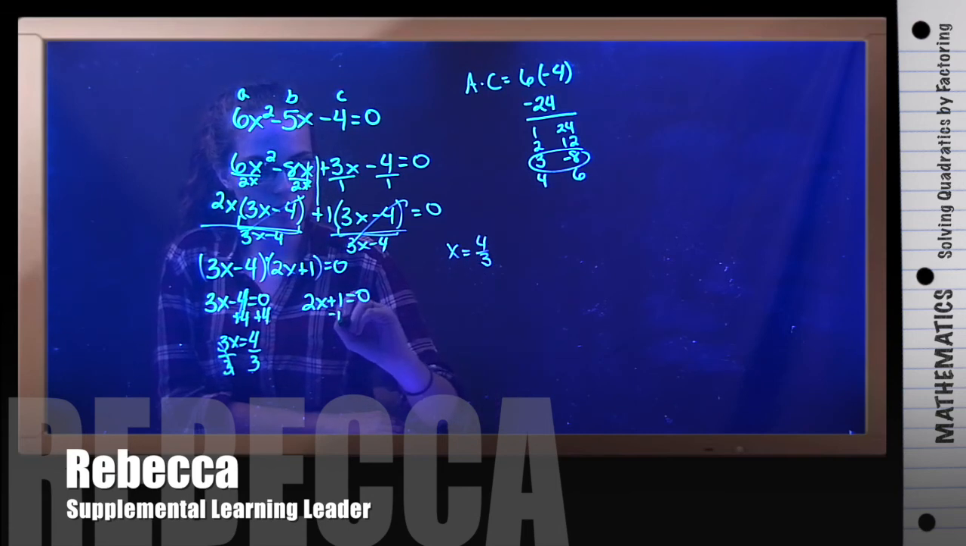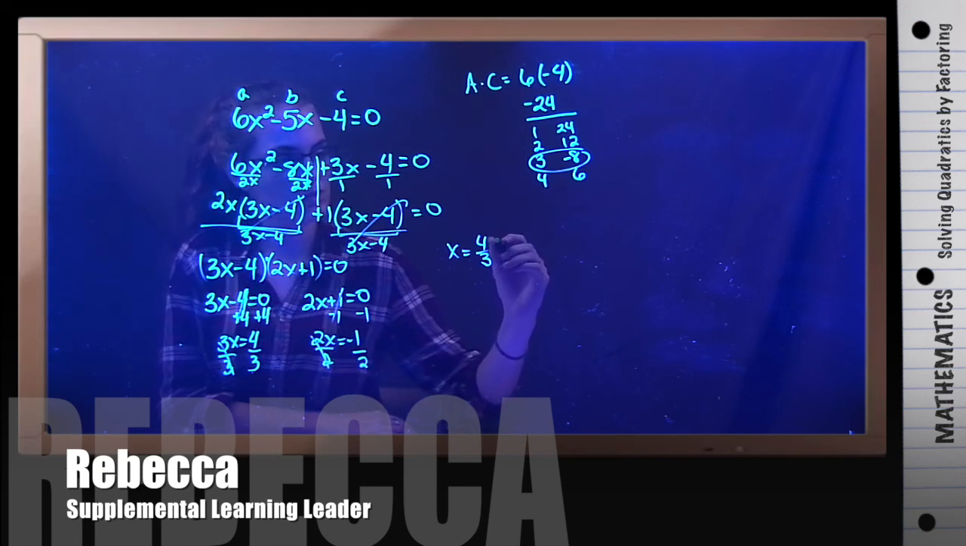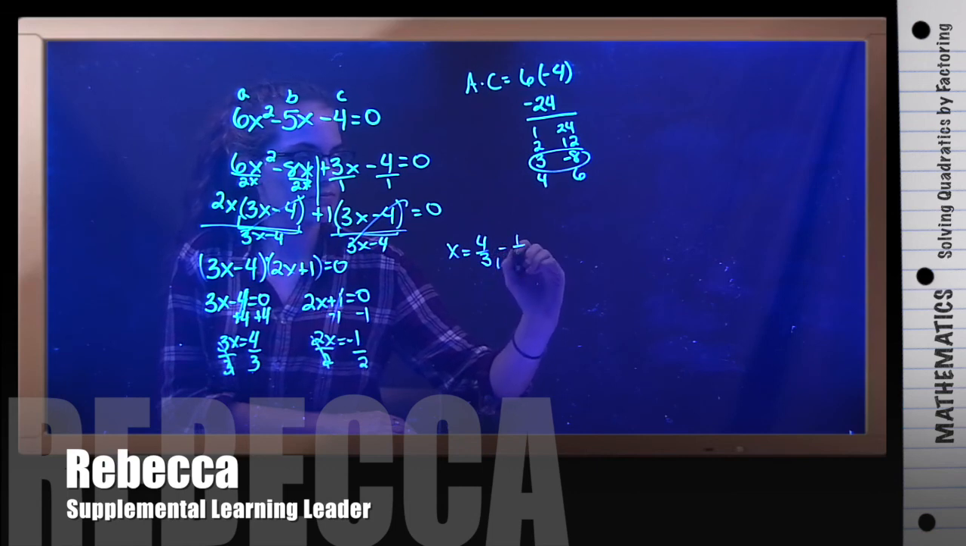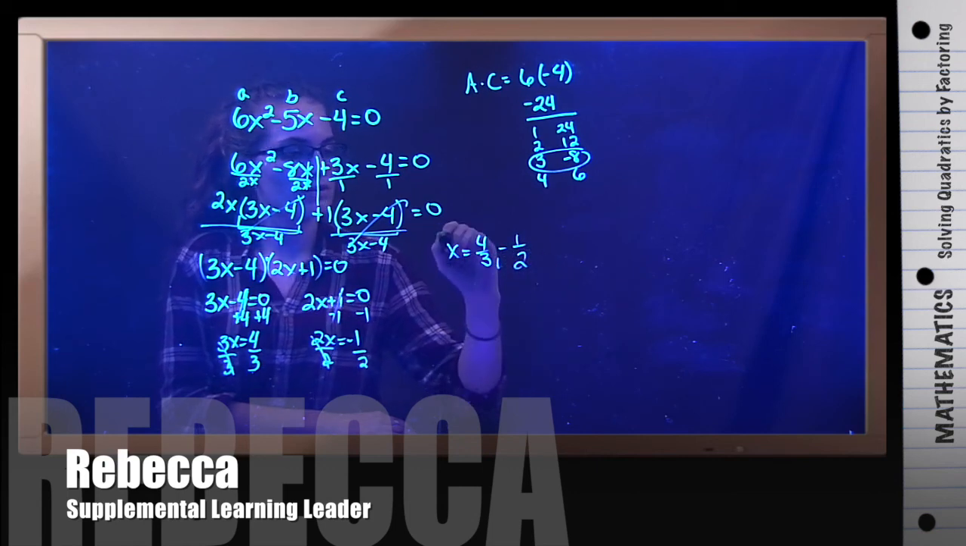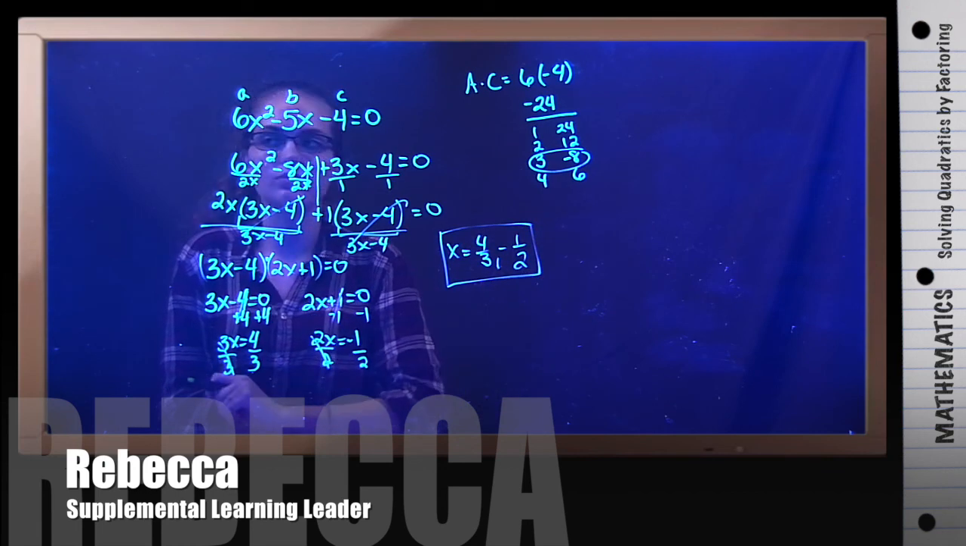Then here we have to subtract 1. And then we divide by 2. So our other answer is negative 1/2. So our final answers are x equals 4/3 and negative 1/2.